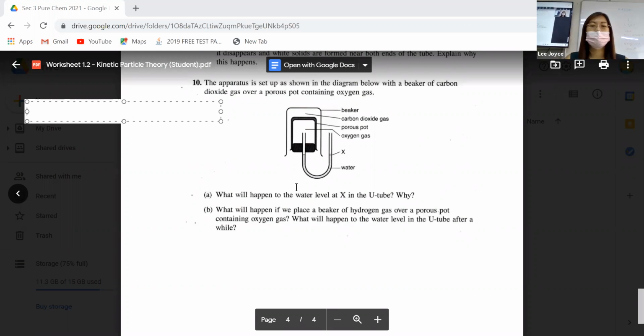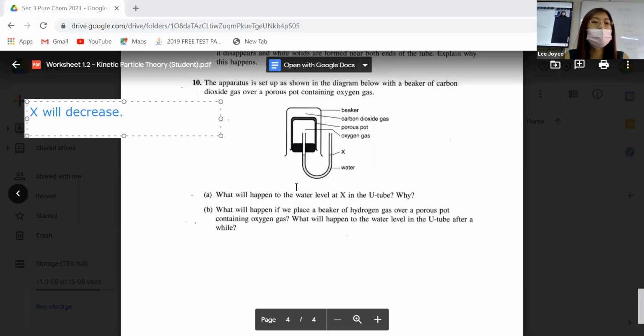Ethan, would you like to try? Will X be going down or going up? X will go down. Agree? Correct. Okay, so X will decrease. So you have to explain why.